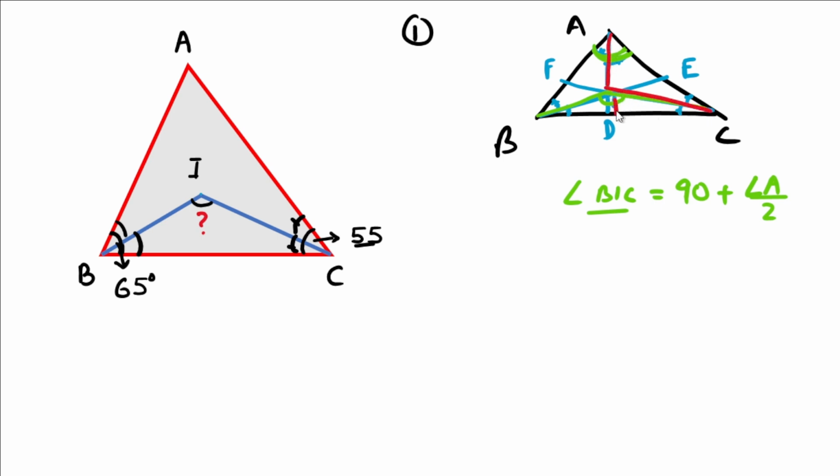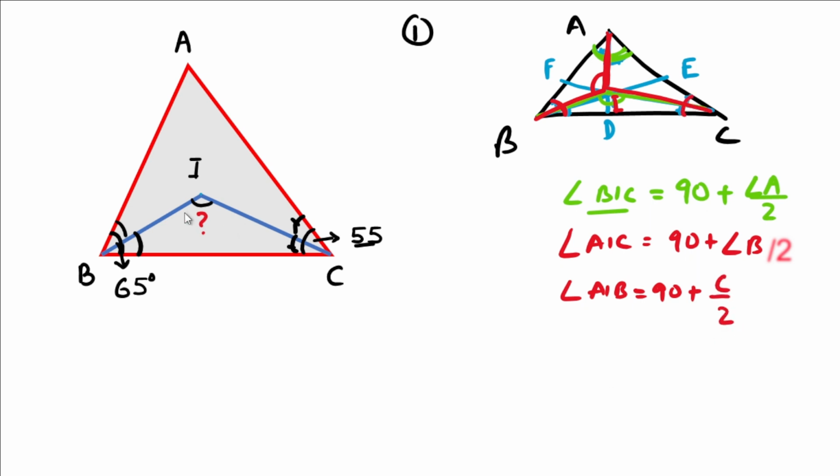In a similar way, to calculate angle AIC, the behind angle is angle B, so angle AIC will be 90 degrees plus half of angle B. Similarly, angle AIB will be 90 degrees plus half of its behind angle. The behind angle of it is angle C, so it will be 90 plus C divided by 2.